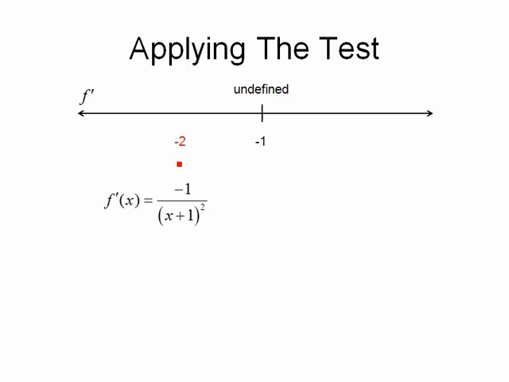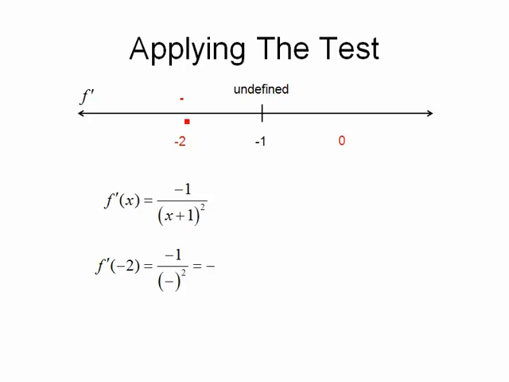So I'm going to test at negative 2, and when I put negative 2 into the derivative, on top is negative 1. When I put negative 2 into the bottom, I get a negative number, but it's squared, so that means the bottom here is going to be positive. Negative divided by positive is going to give me negative. I'll go ahead and label that on my number line.